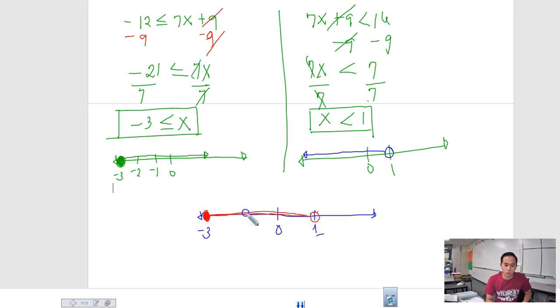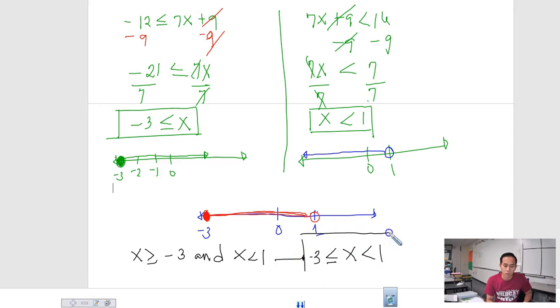So the solution here is all the numbers greater than negative 3, including negative 3, but less than 1, excluding 1. You can write this as a compound inequality: x is greater than or equal to negative 3, and x is less than 1. Or we can rewrite this as a compound inequality with x in the middle: greater than or equal to negative 3, but less than positive 1. This is how you write the compound inequality.